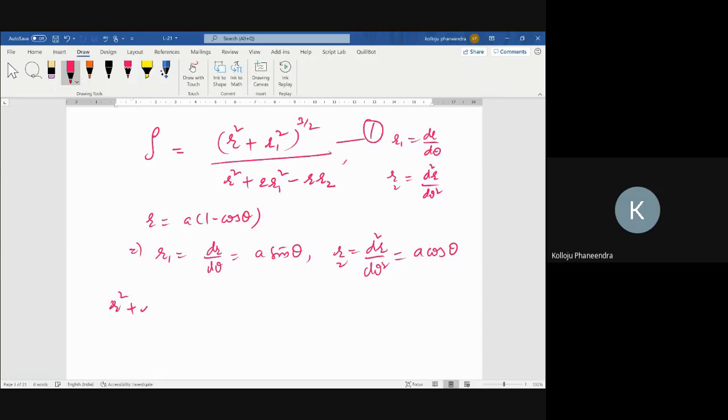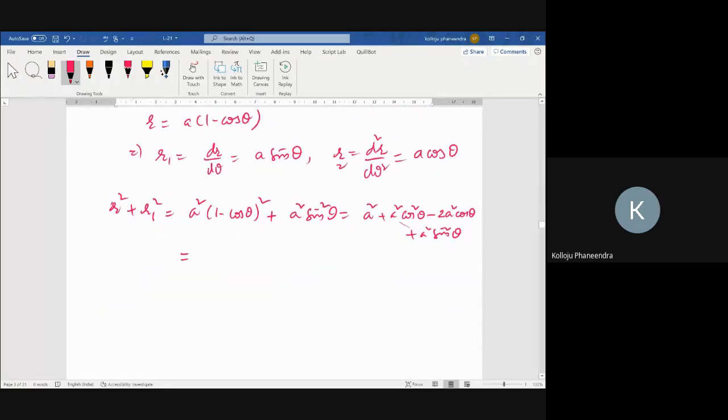Now, r square plus r1 square. r square is a square into 1 minus cos theta whole square, r1 square is a square sine square theta. So this is a square plus a square cos square theta minus 2a square cos theta plus a square sine square theta. Clubbing a square cos square and a square sine square, this is a square plus a square minus 2a square cos theta. So 2a square is common, into 1 minus cosine theta.